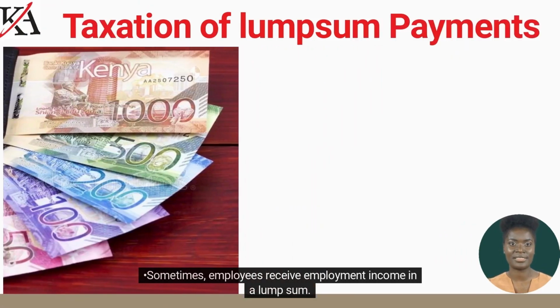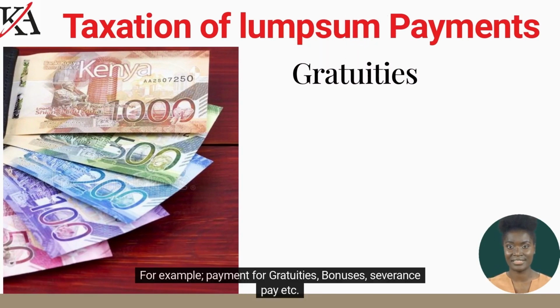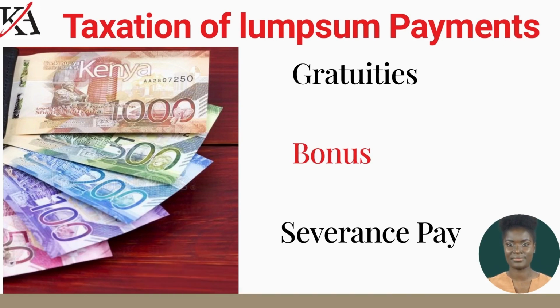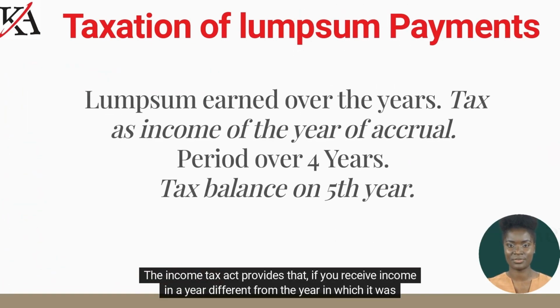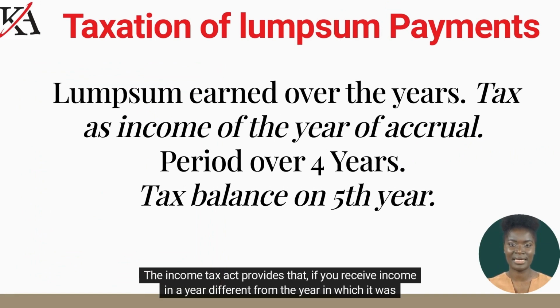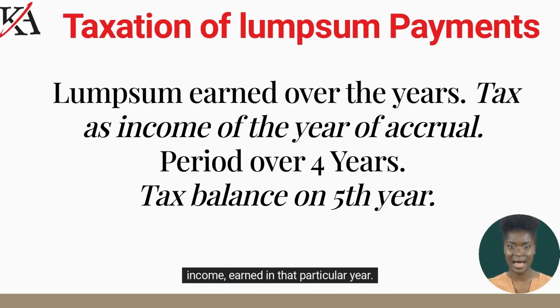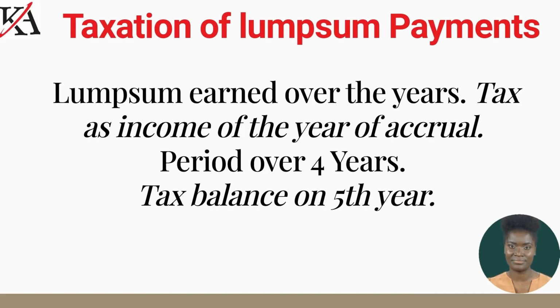Sometimes, employees receive employment income in a lump sum. For example, a payment for gratuities, bonuses, severance pay, etc. These incomes are earned in the course of employment and accrued for payment at a given time, usually at the end of employment. The Income Tax Act provides that, if you receive income in a year different from the year in which it was earned, that income is to be considered income for the year it was earned and taxed together with other income earned in that particular year.